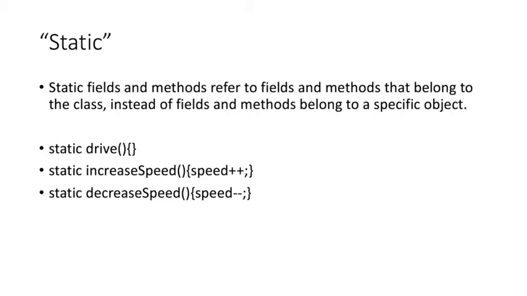In the end, let's talk about the keyword static. The keyword static is used to describe the fields and methods that belong to the class, which is the type, instead of a specific object. These fields or methods are usually common characteristics of a type that will not vary among different individual objects. For example, let's assume that all cars can drive, increase speed and decrease speed, but some cars cannot backdrive. As a result, we can put the static keyword before the methods drive, increaseSpeed and decreaseSpeed because they are common characteristics of all cars.